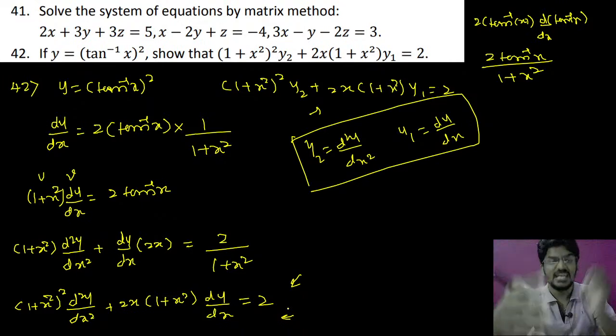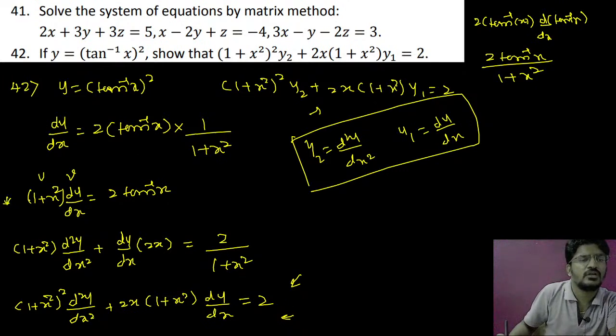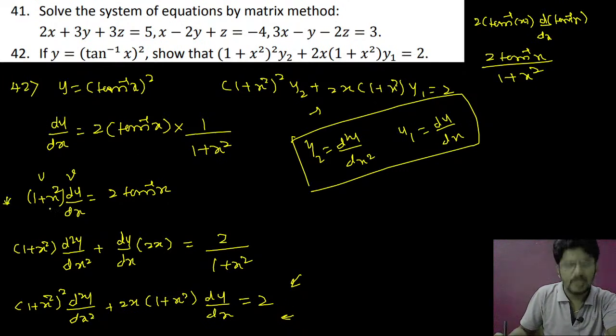So directly you differentiate by using chain rule and you go on simplifying. And here also you have to be very careful, u into v, product rule. So by applying product rule, 1 plus x square into d square y by dx square plus dy by dx into 2x equal to 2 divided by 1 plus x square. Then again you multiply it to LHS, you will get your required answer.